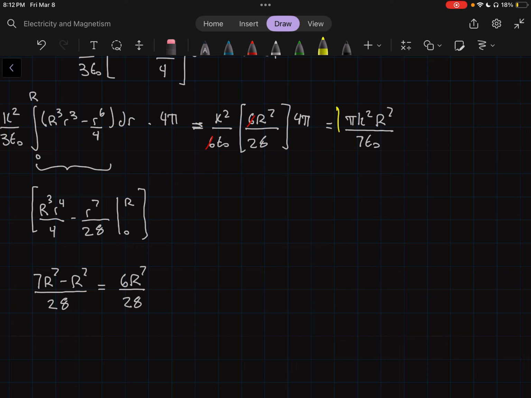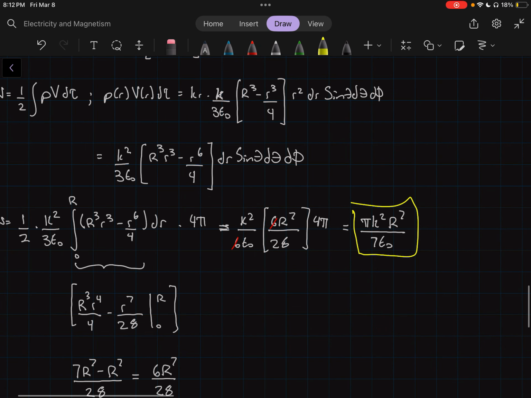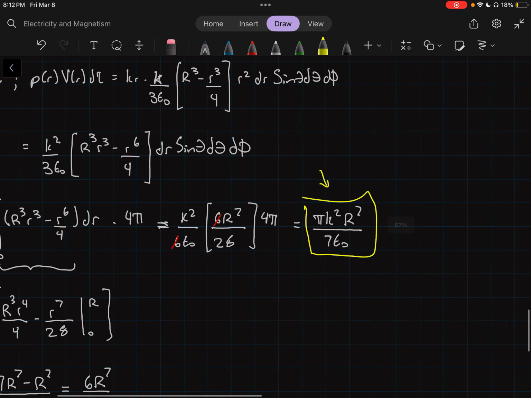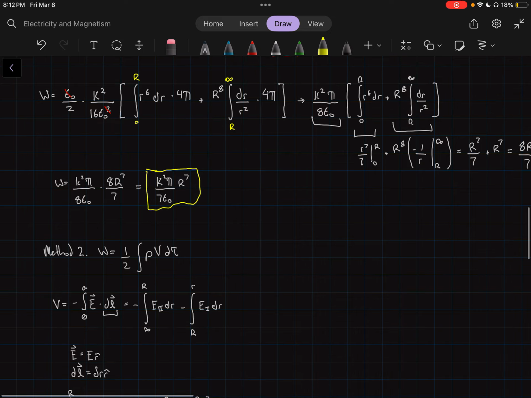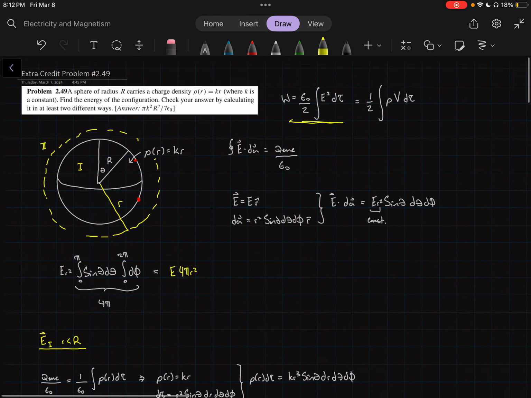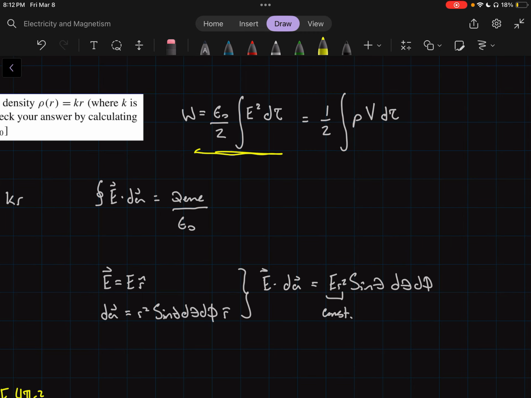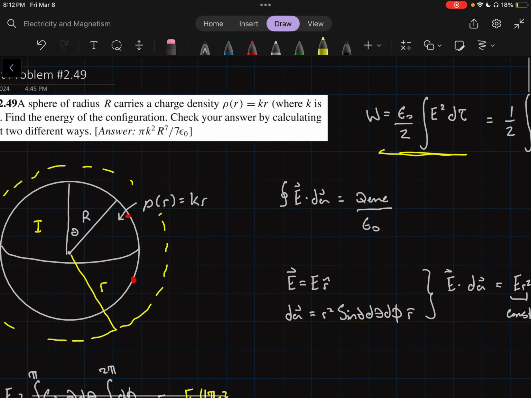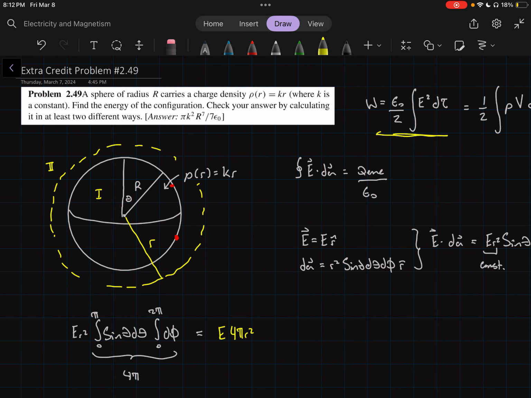And that is correct, thus proving that regardless of which equation you use, here's that one, and here is the same one, regardless of which method you use, you will get the same energy for the configuration.